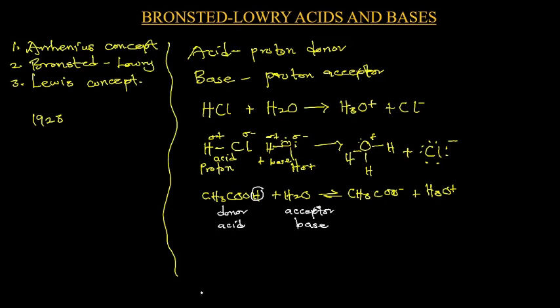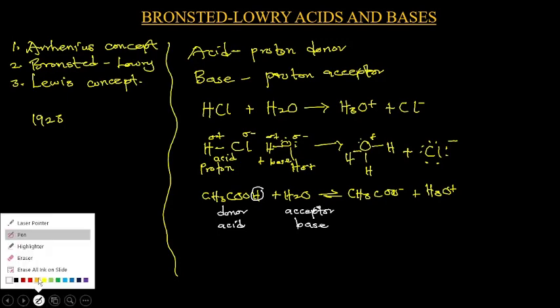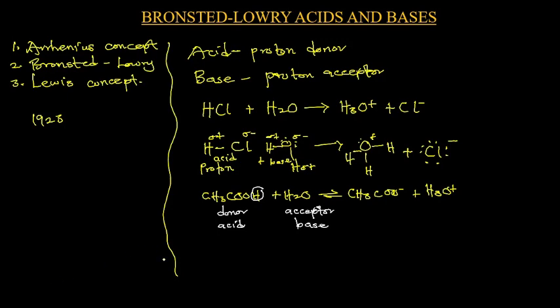Okay. Now let's take another example, then we'll go on. Let's take ammonia and water. So this is ammonia, NH3, and water, H2O. Now what is going to happen? We are going to have NH4 plus, and then we'll have OH minus.